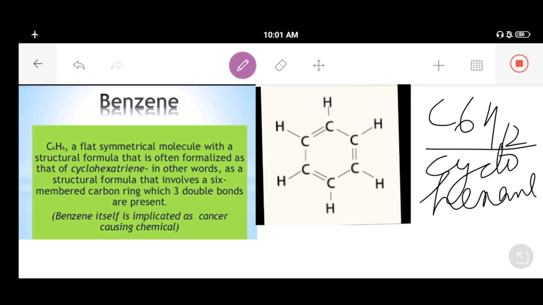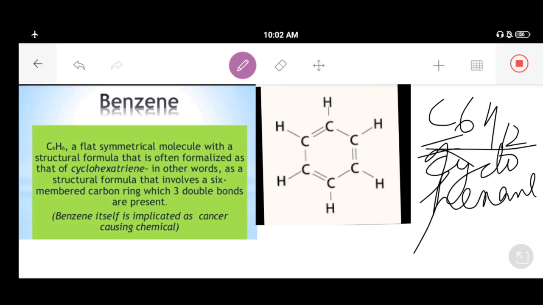Regarding this cyclohexane, I told you that a molecule of cyclohexane contains 6 carbon atoms and 12 hydrogen atoms. The 6 carbon atoms are arranged in a hexagonal ring with each other, with each carbon atom having 2 hydrogen atoms attached to it. So this cyclohexane molecule has 6 carbon-carbon single bonds and 12 carbon-hydrogen single bonds.